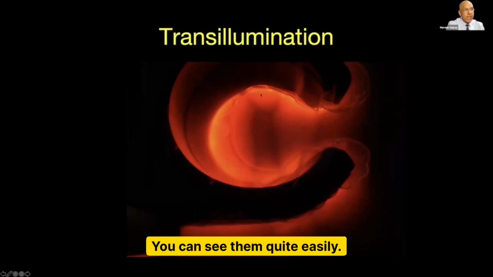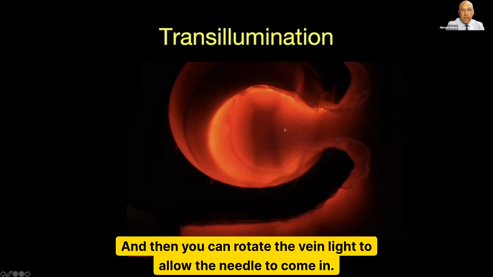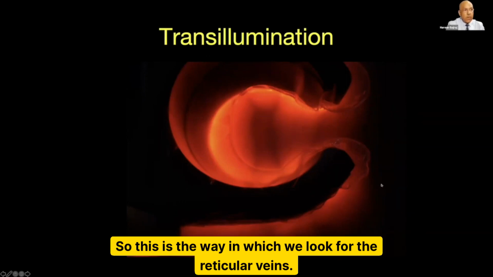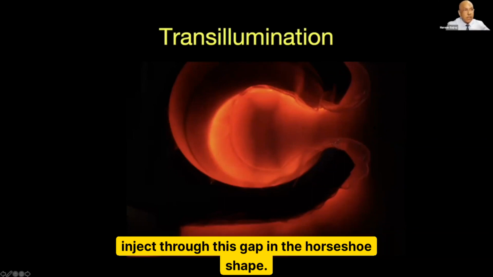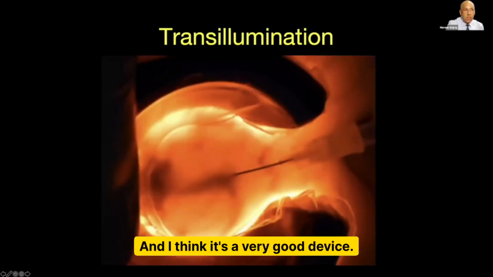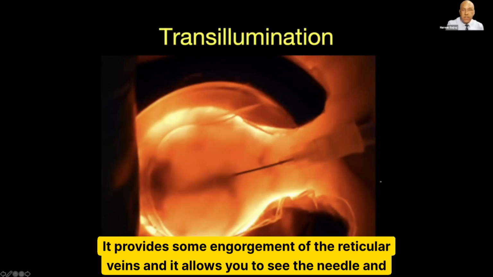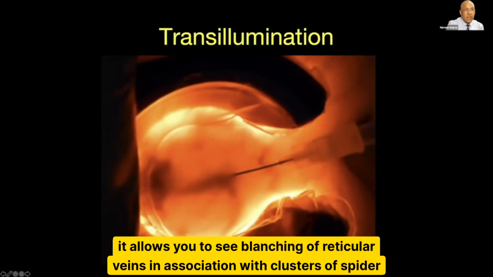You can see them quite easily, and then you can rotate the vein light to allow the needle to come in. So this is the way in which we look for the reticular veins, and then having found them, we would rotate the vein light through 90 degrees and then inject through this gap in the horseshoe shape. And I think it's a very good device. It provides traction, it provides some engorgement of the reticular veins, and it allows you to see the needle, and it allows you to see blanching of reticular veins in association with clusters of spider veins.